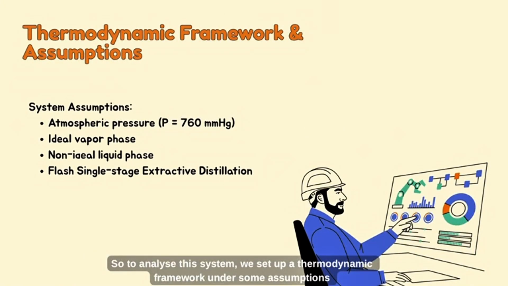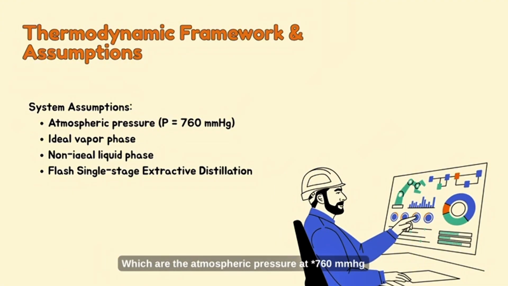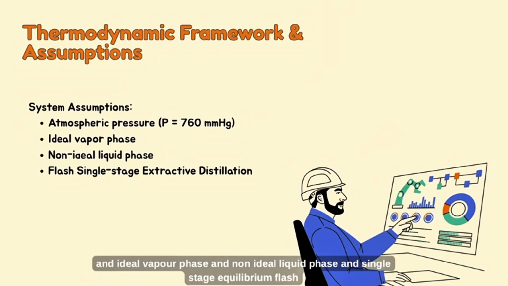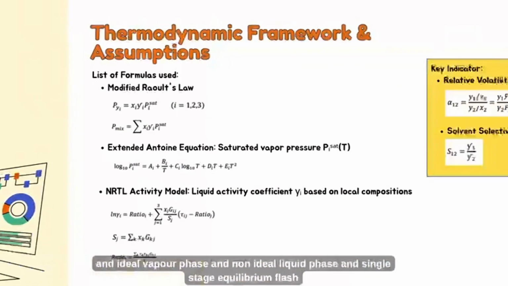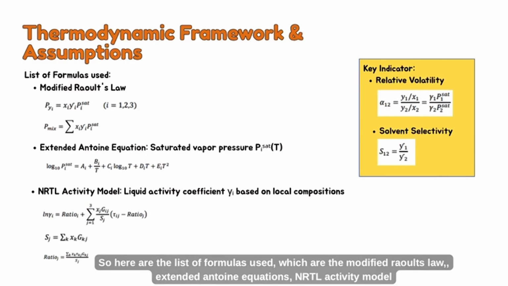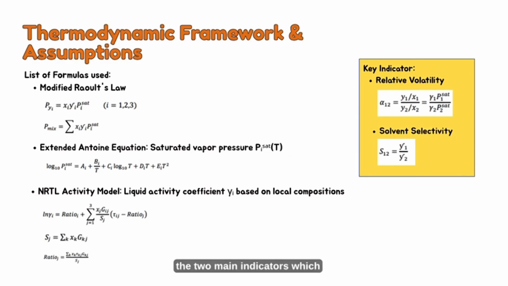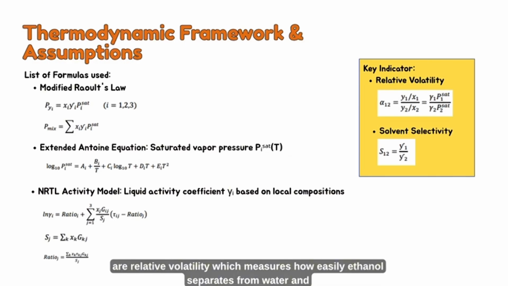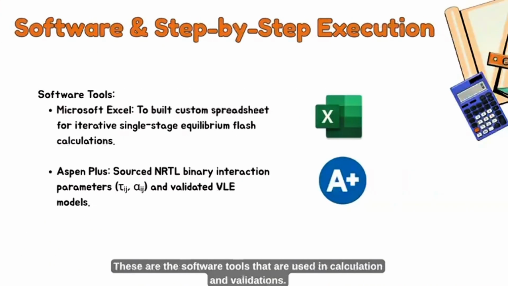To analyze this system, we set up a thermodynamic framework under some assumptions: atmospheric pressure at 760 mmHg, ideal vapor phase, non-ideal liquid phase, and a single stage equilibrium. Here is the list of formulas used: modified Raoult's law, extended Antoine equation, NRTL activity model, and the two main indicators, which are relative volatility, which measures how easily ethanol separates from water, and solvent selectivity, measuring the ratio of ethanol to water in vapor.